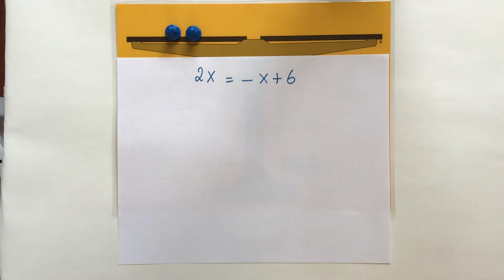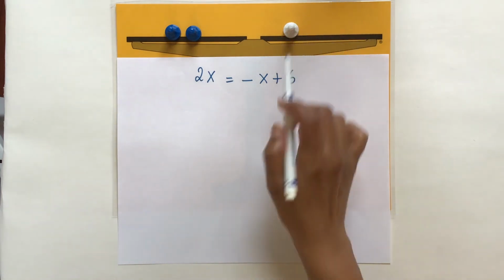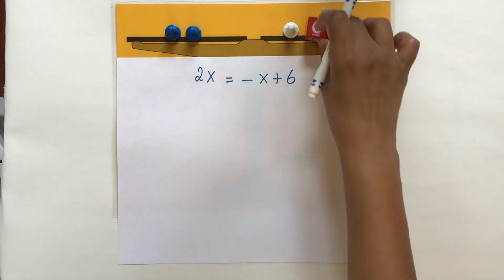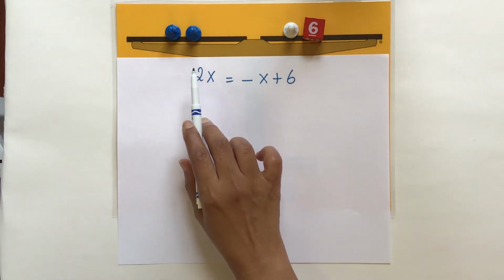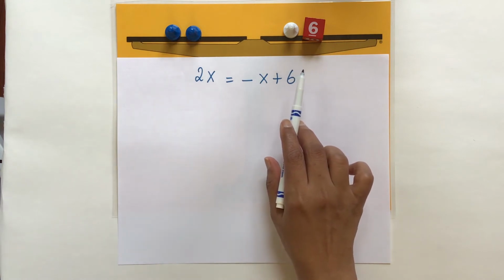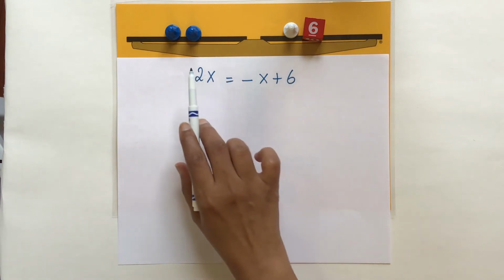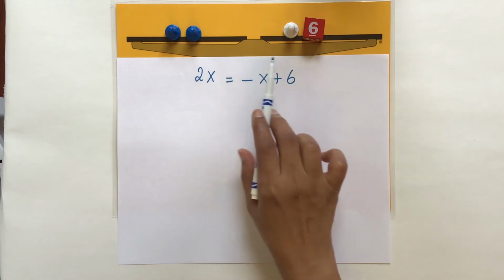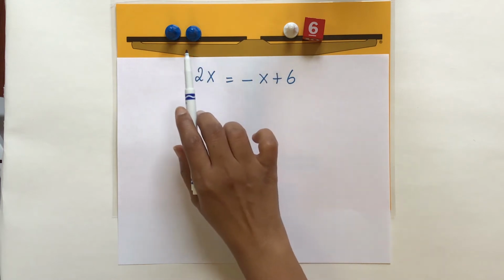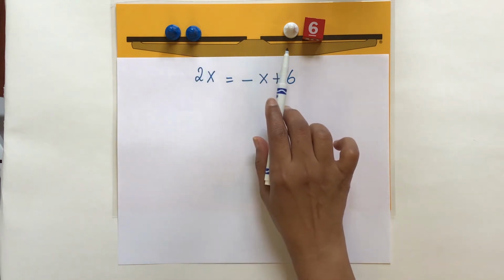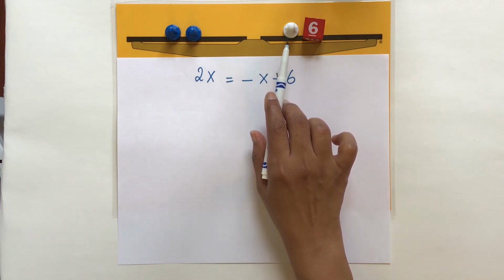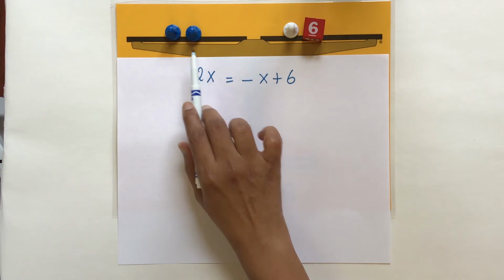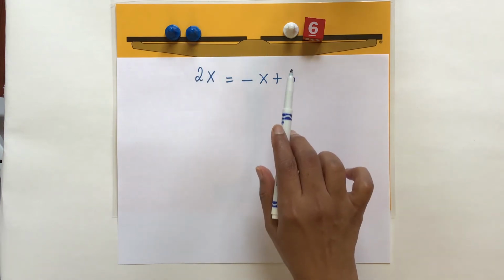On the right side we have negative x, so we have the white pawn to represent the negative x plus 6. Remember, what we do to one side of the equation, we need to do to the other side of the equation. However, if you realize, we cannot take anything off the mat since one of them represents a positive and the other one represents a negative. So I cannot remove the white pawn to balance out the blue pawn the way it is set up.